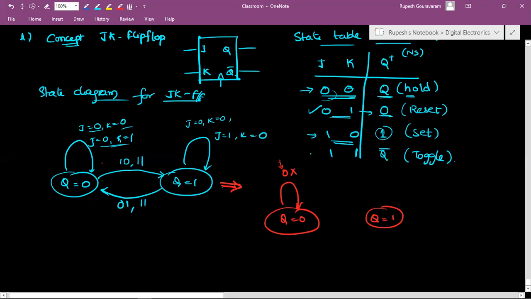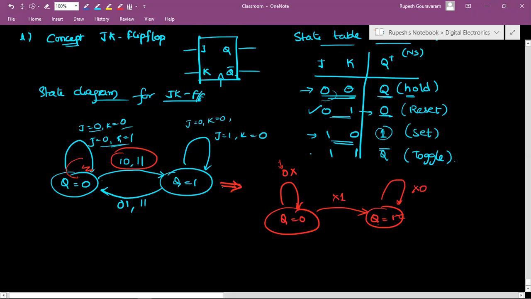Next, 1 0 and 1 1. So J is 1 here, irrespective of what K is. If Q is equal to 1 and J, K are 0 0, and if J is equal to 1, K is equal to 0, so you can write here don't care 0, because whether J is equal to 0 or J is equal to 1, the K will remain 0 and the output again comes to Q is equal to 1.